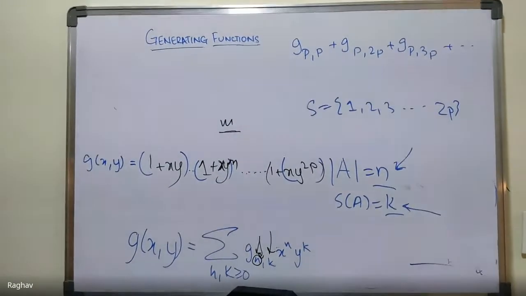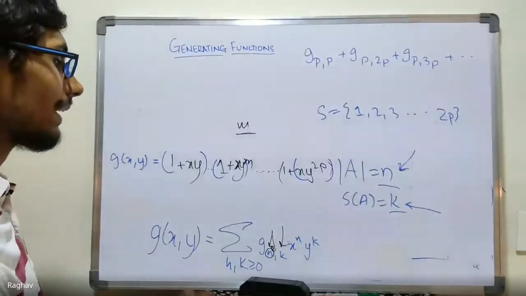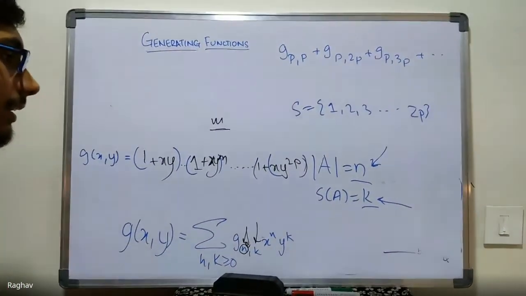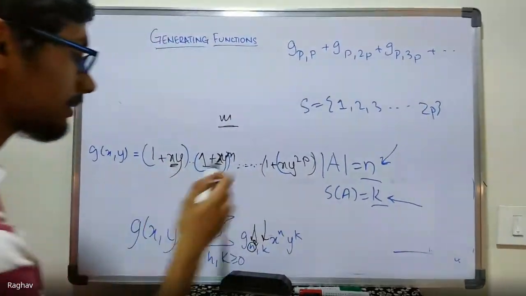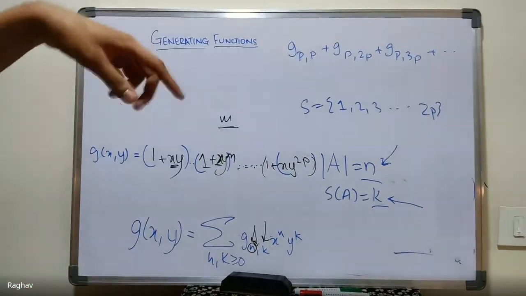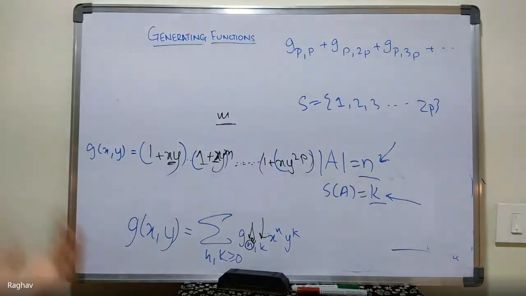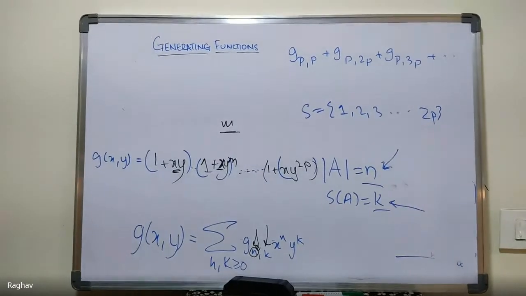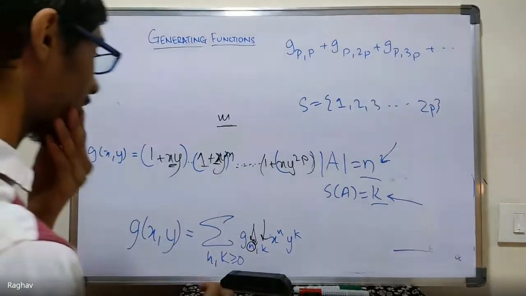Yes. Why? Because suppose you wanted a set whose size is n, you will look for the x to the n coefficient. There are 2p terms. You look for x to the n, you will take n of those, and you also want the sum to be k. So among those n, you have those different y values. You get to choose whichever ones sum up to k. Okay, so that bit's clear.